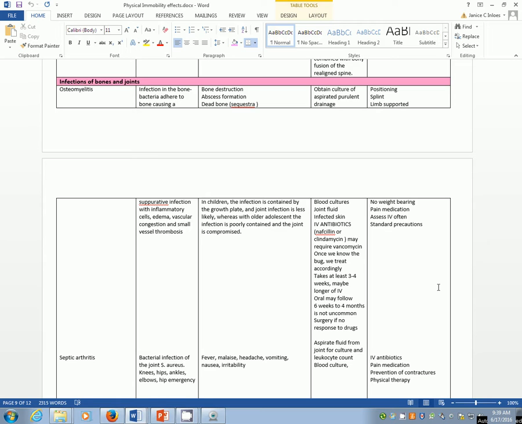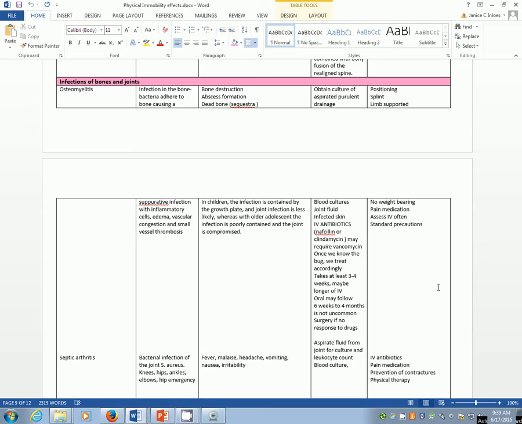Whereas with the older adolescent, we're going to see that it's poorly contained because their growth plates have completed, and so it's not going to be able to contain the infection. There's no longer a growth plate there, and the joint is compromised. So we see infection in the joint as well as systemically. That's why osteomyelitis is just a very terrible bone infection to get. We can cause this by doing heel punctures for our PKUs on our neonates.